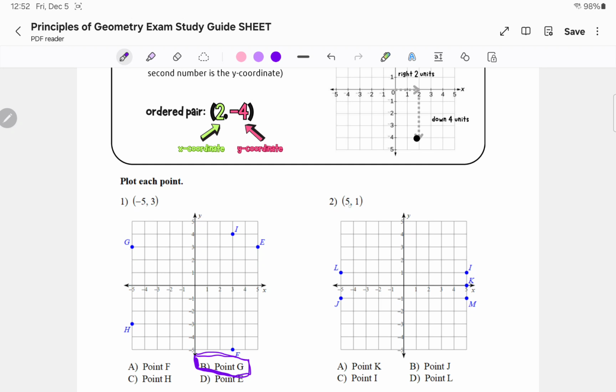So for number 2, it's +5, +1. We're going to go 5 along the x-axis, +1 on the y, and it's at I right here. So our answer is I.